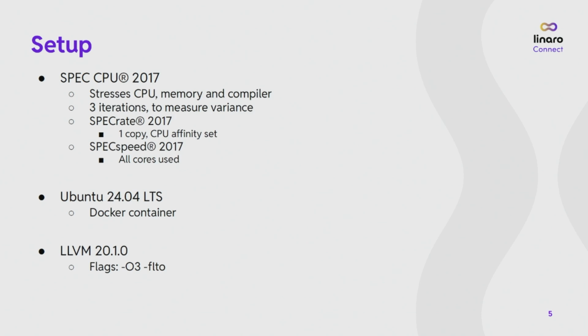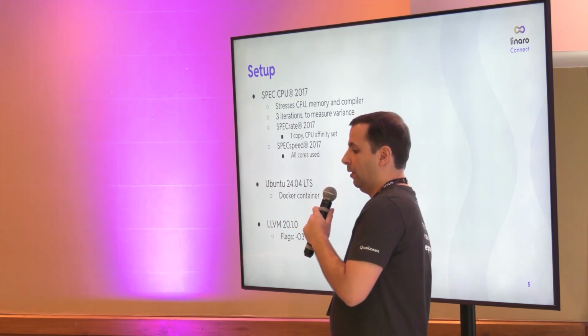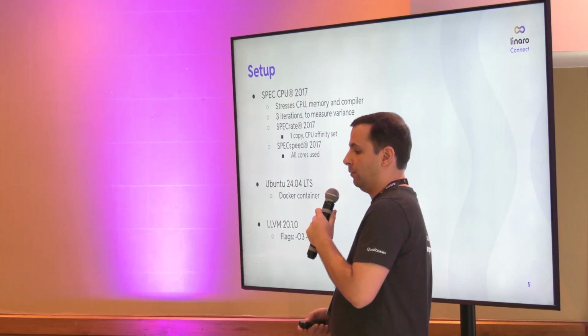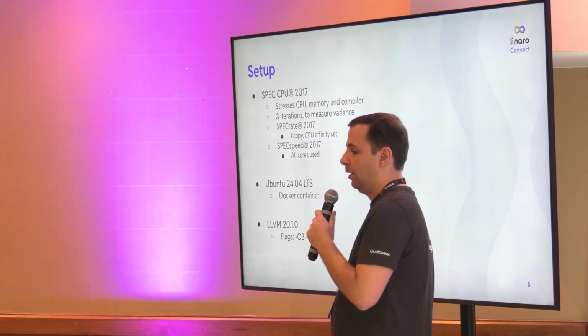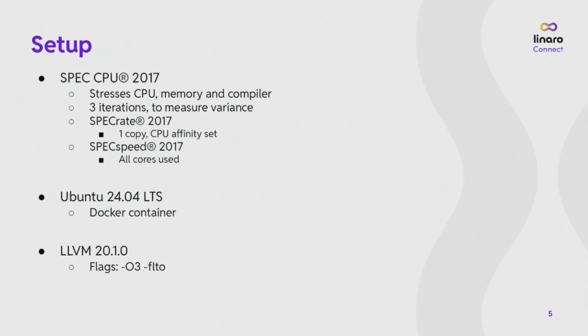For the test setup, I have used SPEC CPU 2017. It's a benchmark suite designed to stress CPU, memory, and the compiler. I have used 3 iterations, mainly to try to measure the variance between each iteration. For SPECrate, it was run using only 1 copy, so each benchmark is run on a single core. And for SPECspeed runs, all CPU cores were used.